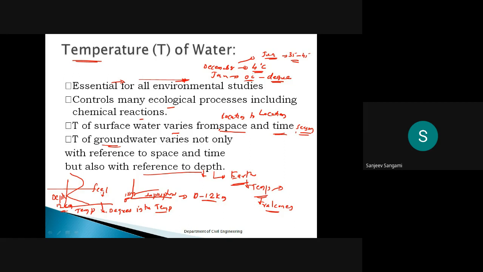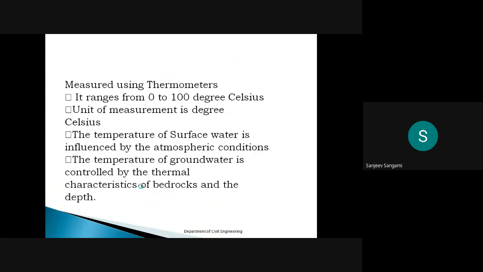So two things have to be remembered here: the temperature of the surface water and the groundwater. Our importance is only on water now, so forget about the other things I discussed, though knowledge of that is also required. Then how exactly can this temperature be measured? We already know that it is measured in Celsius, and this varies from 0 to 100 degrees centigrade.